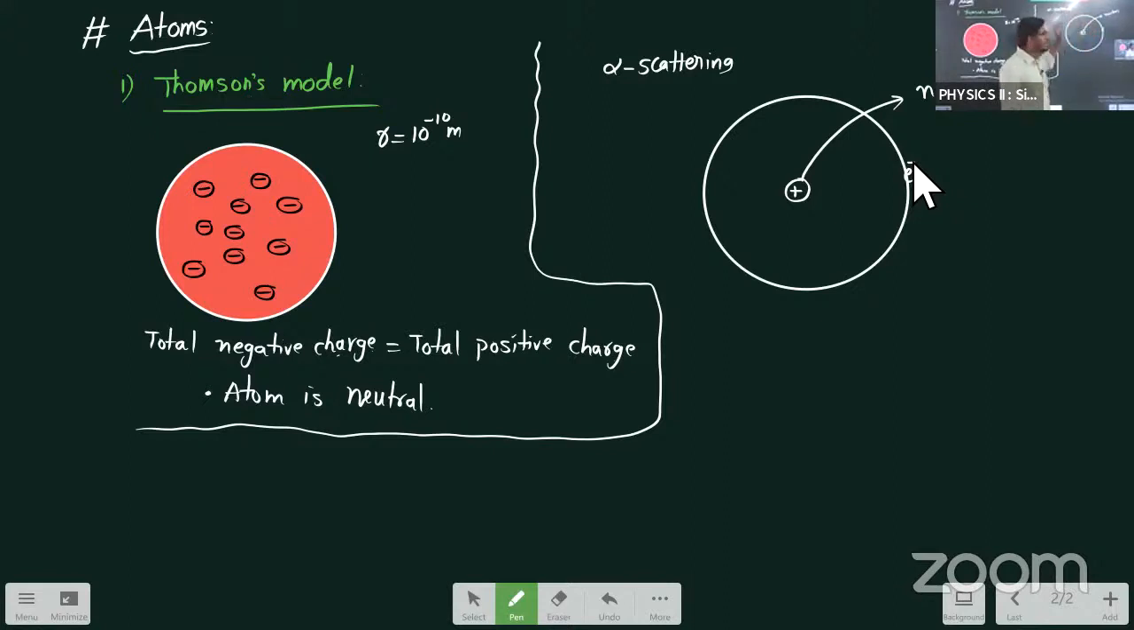Now, this was the defect of Rutherford model. Let us discuss the defect of Rutherford model. Our actual SAQ answer for your annual examination starts from here. Defect of Rutherford model of atom.